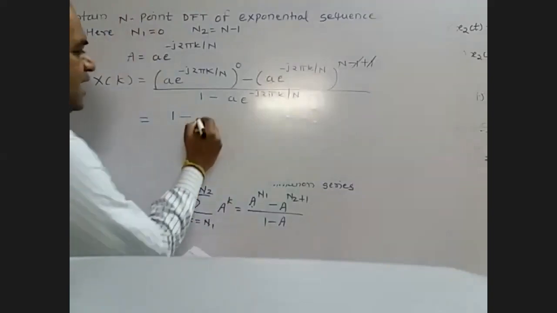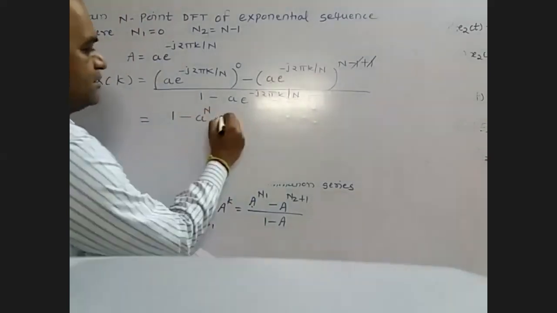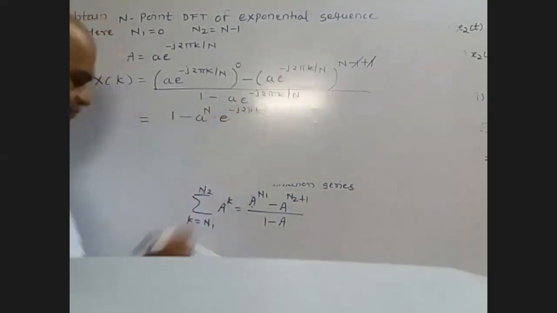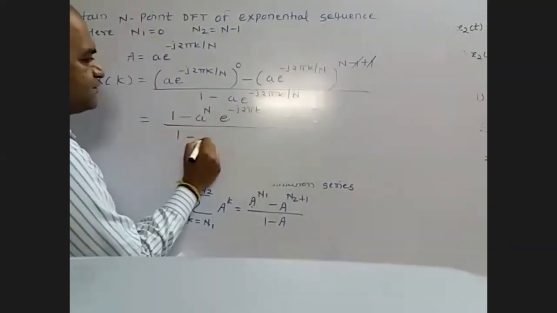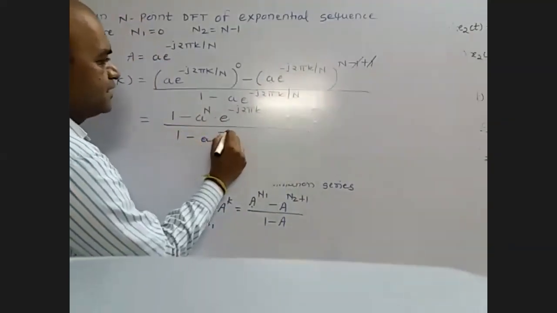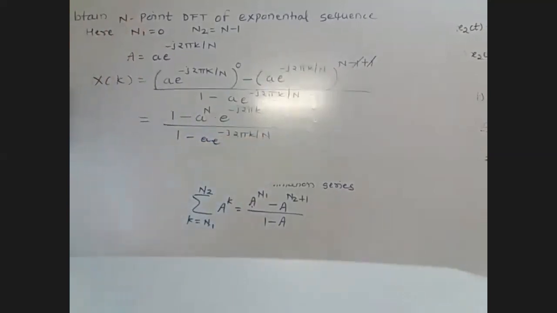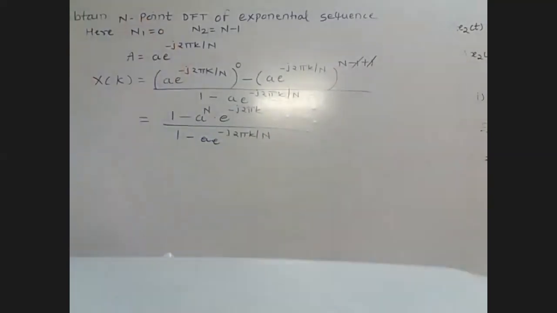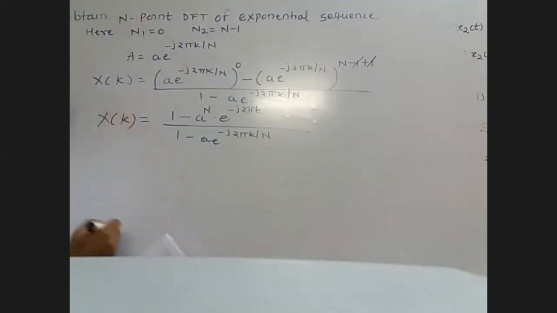Okay. So that's why I write here a raised to n into now e raised to minus j 2 pi k. Okay, the n's both get cancelled, and at the denominator the same case will be coming, a e raised to minus j 2 pi k by n. Okay. Now this term will be coming in this expression here. This expression is coming for X of k.